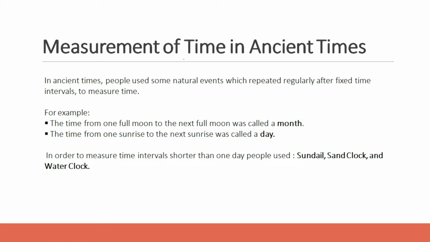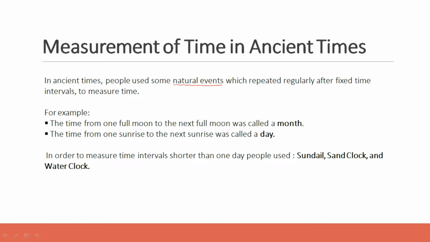So this is the measurement of time in ancient times, right? So the people or the kings, we can say that in the ancient time there used to be kings. They use different methods to measure the time. What they use is they use some natural events which repeatedly or regularly occur after a fixed time interval, and this is how they measure time.